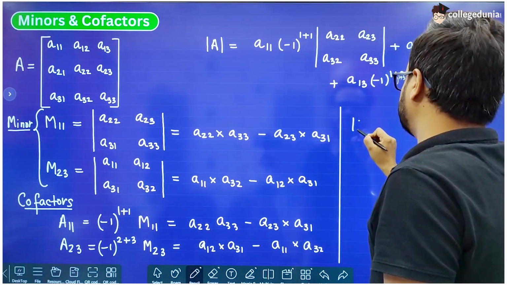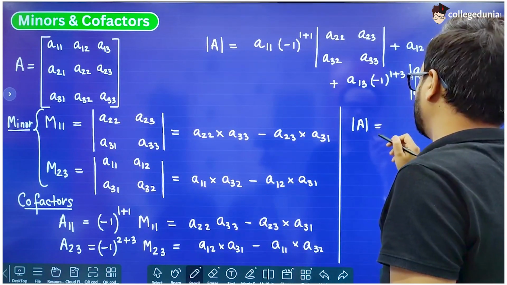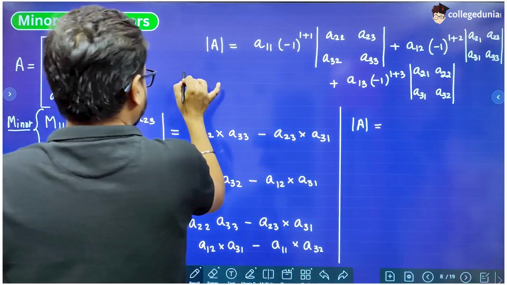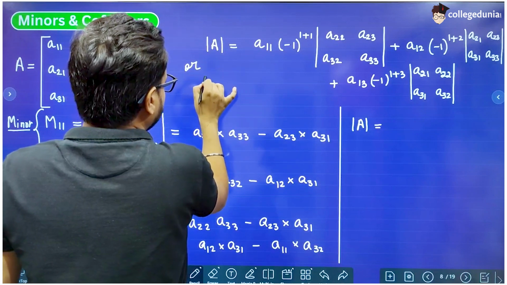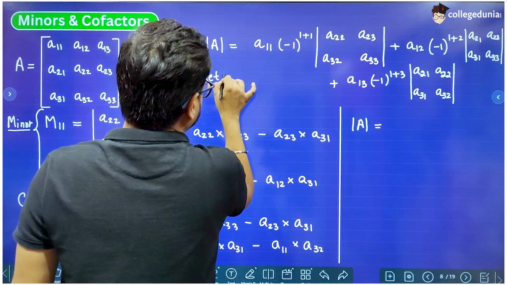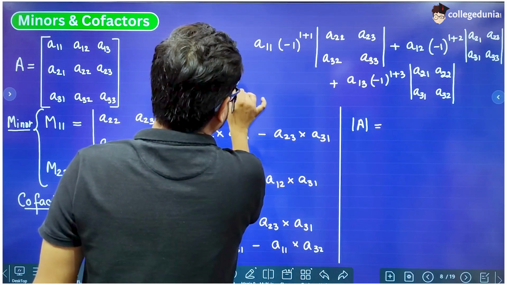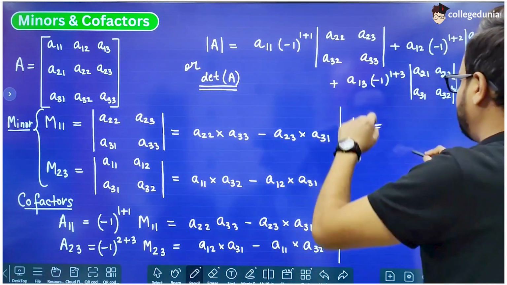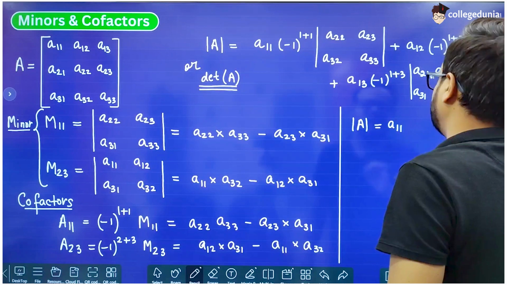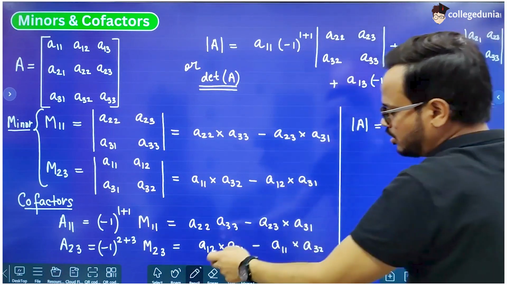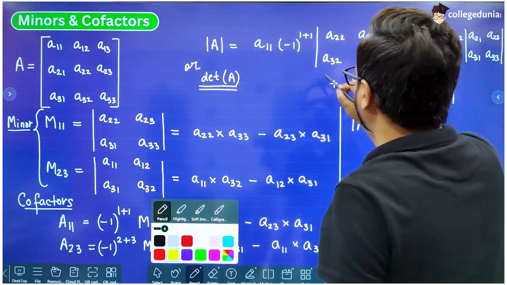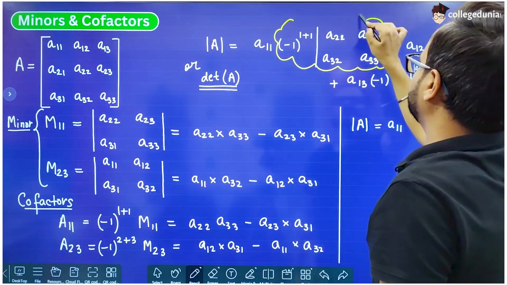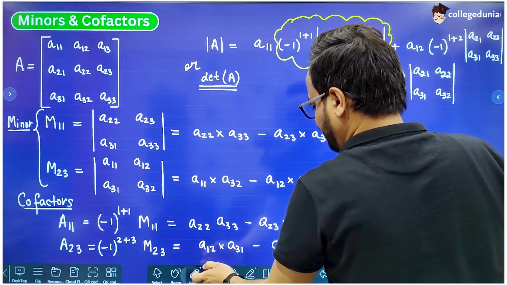We can write it as, okay, determinant A is also written as det A, right? So we can write it like this also. So determinant A is simply what? This is A11 into this whole. This whole is simply the cofactor of A11, right? This is the cofactor of A11.